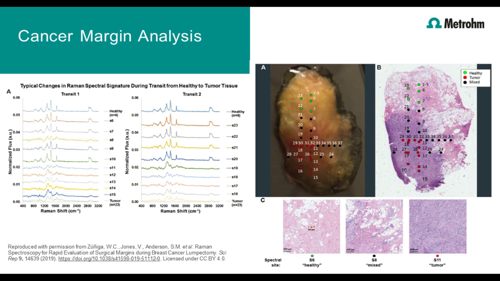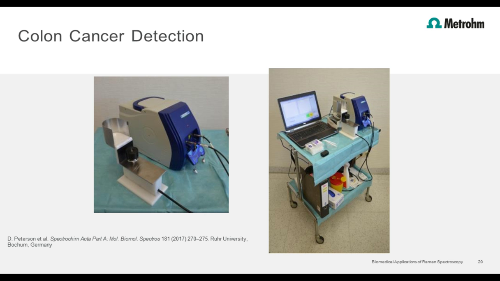They measured the Raman spectra along this axis, and you can clearly see that as we measure down that axis, there's a clear change in the Raman spectra, and this change represents the transition from healthy tissue to cancer tissue. And so in this case, if there's cancer tissue found at the edge of the sample, as would be in spot 15 there, that would indicate a positive margin test.